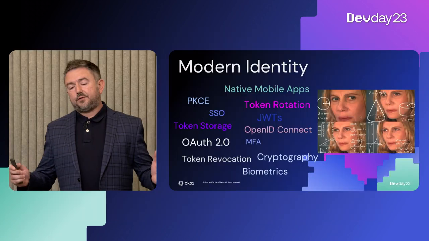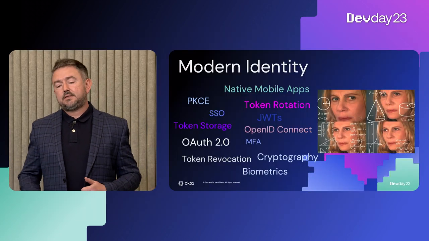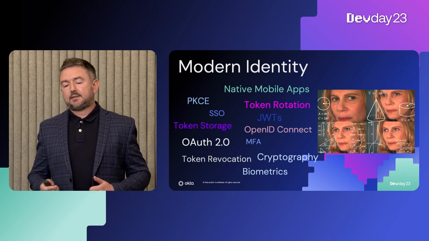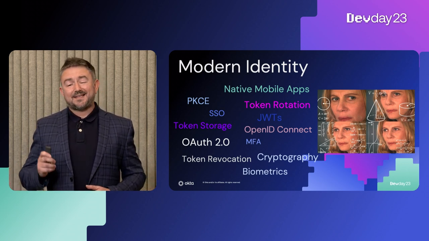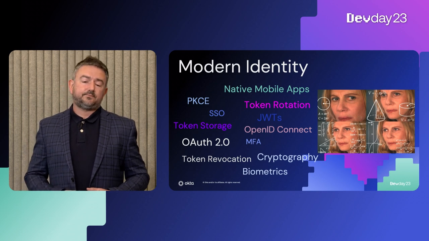Let's take a look at modern identity. I recently read a comment on social media that OAuth is hard, and it got me reflecting on the evolution of modern identity and the multitude of requirements for delivering a first-class identity experience. And then you have OAuth 2, cryptography, JWTs, token rotation, OpenID Connect, and lots more. Wow, that's a lot of requirements.